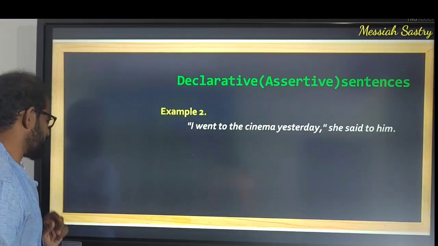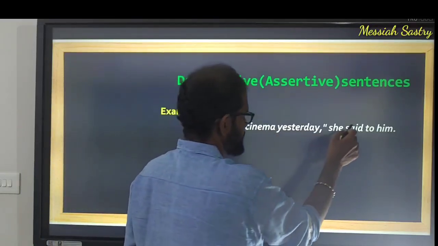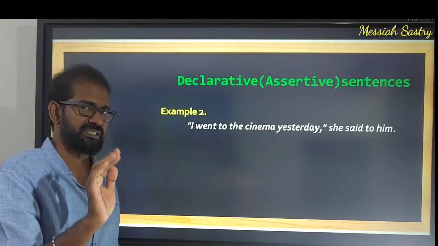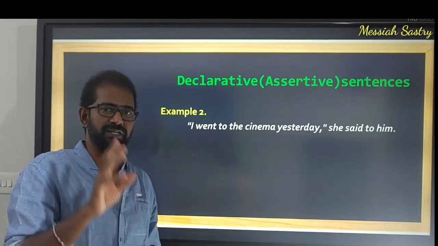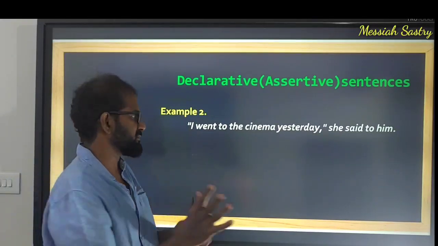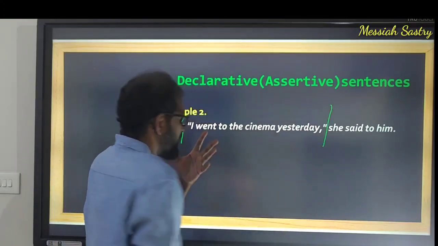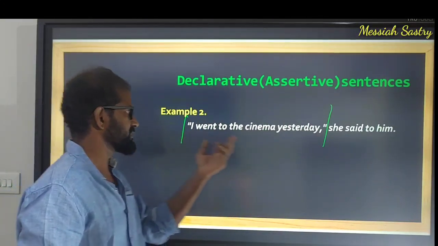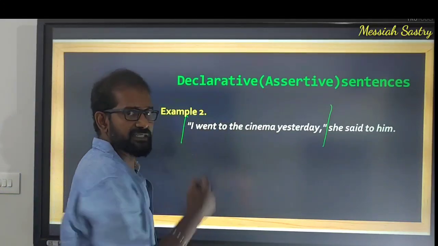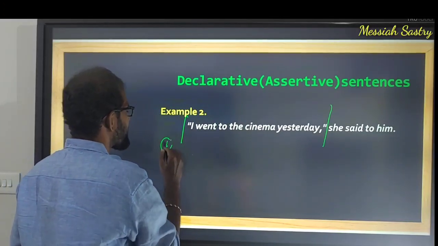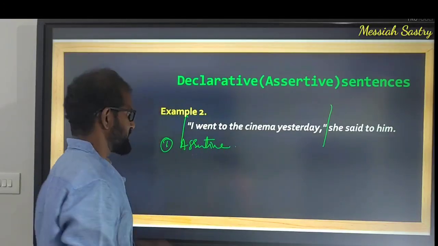Let's take one more example. I went to the cinema yesterday, she said to him. I told you while changing from direct to indirect, the most important thing is the reported clause. So what is the reported clause? The reported clause is nothing but the sentence which is in inverted commas. Now find out what kind of sentence it is. I went to the cinema yesterday is what kind of sentence? It is a statement, a declarative sentence. So, an assertive sentence.